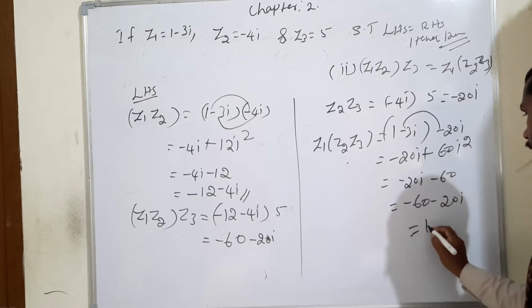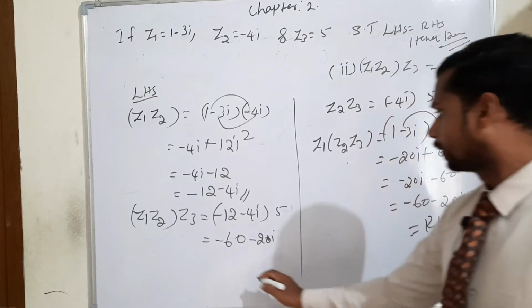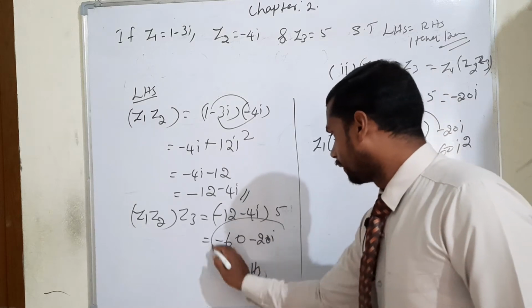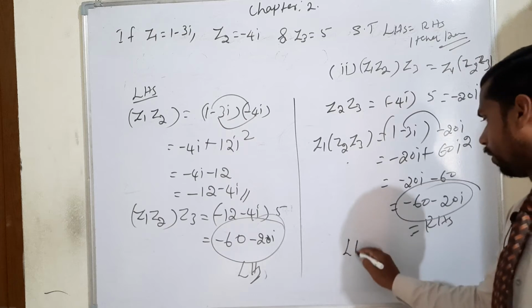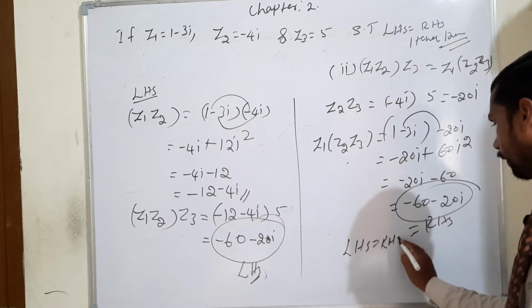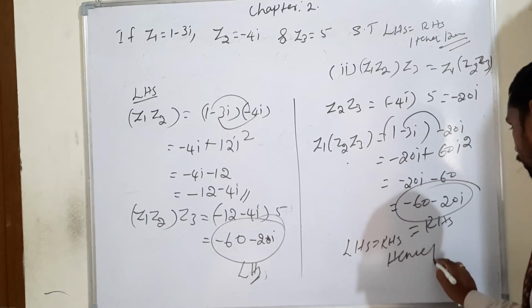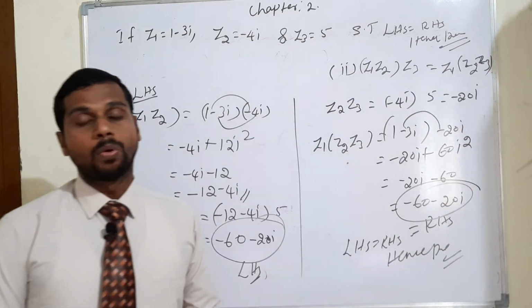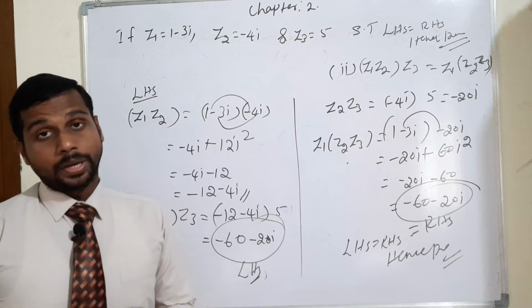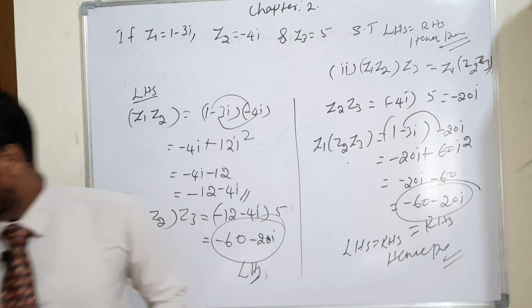Therefore, answer minus 60 minus 20i. This is RHS. Look at LHS. What is the value? Minus 60 minus 20i. RHS also minus 60 minus 20i. Therefore, LHS is equal to RHS. So we can say, hence proved. So subdivision 1 and 2 is over from question number 1. I told you, do homework. Okay, I am moving to question number 3.